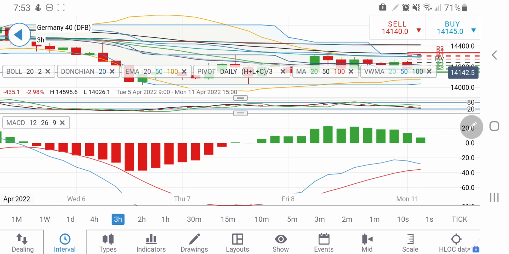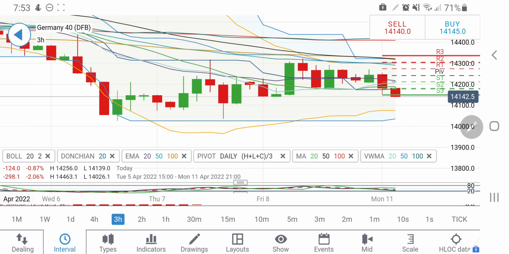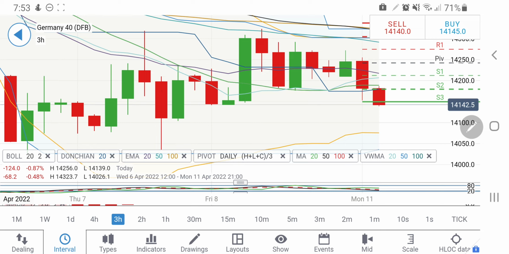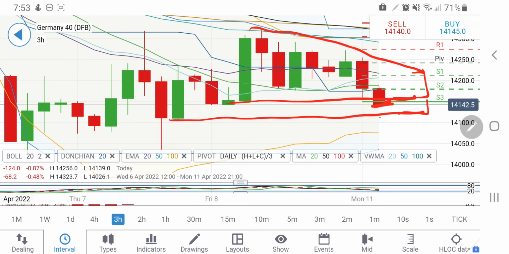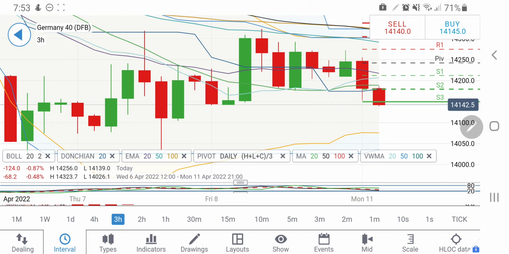On the 3-hour chart, similarly, this is the second red candle and it is coming out of the consolidation zone. That is what is important. So a short entry below 14100 I will recommend. Yes, you can take a short entry below 14100 where you can expect 14,000 levels on Germany 40. First support at 14050, then 14,000 should come into picture. A large resistance on the upside is at around 14300.